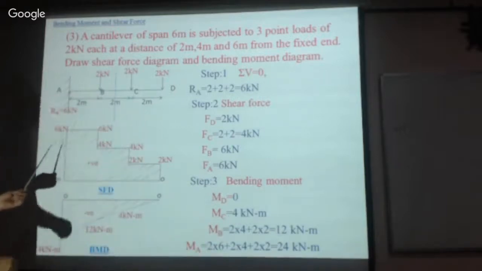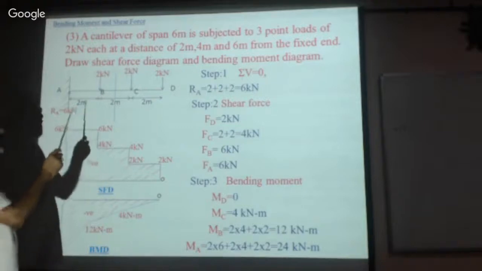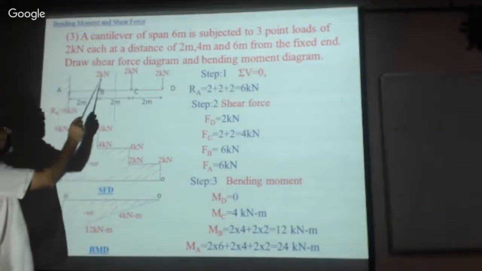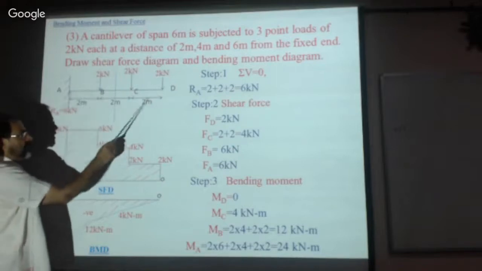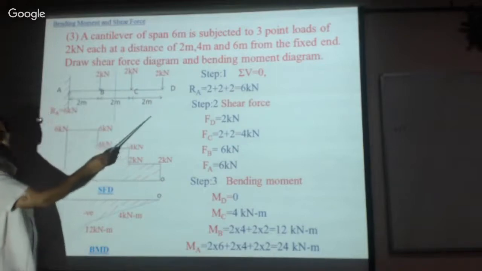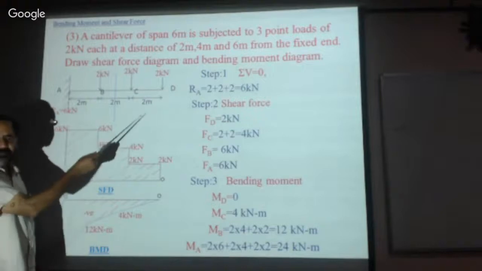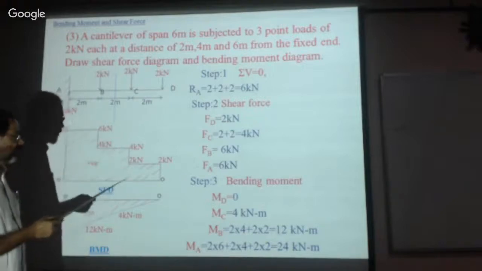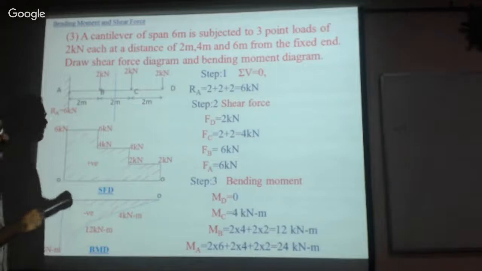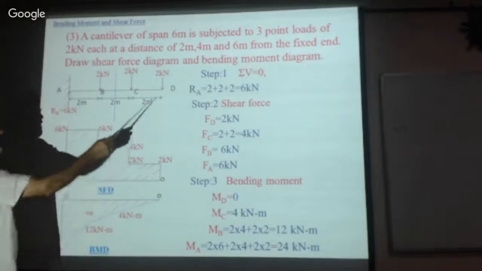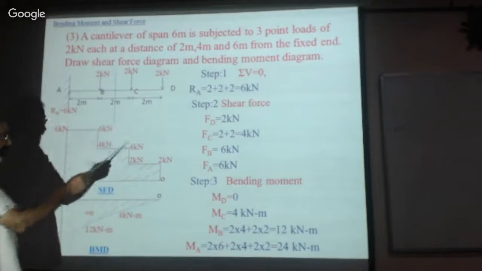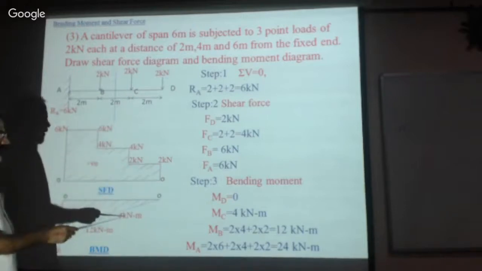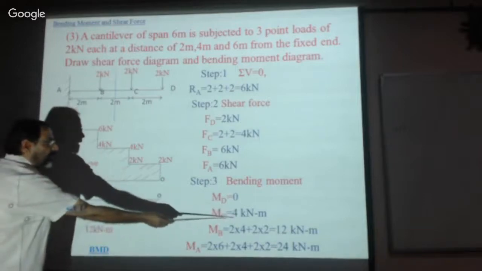Now already we have adopted our sign convention. Due to this load, the beam is bending in this shape, hogging bending moment. We are calling this a negative bending moment. Now what we need to do is take a reference. With respect to this reference, the bending moment is 0 at this point, and the bending moment at this point is 4 kN-m. That is what we have calculated here, isn't it?